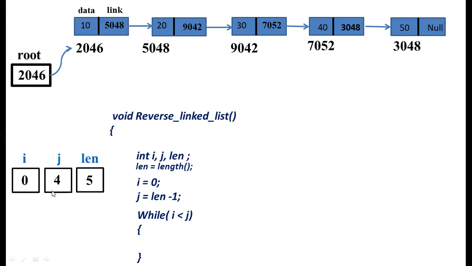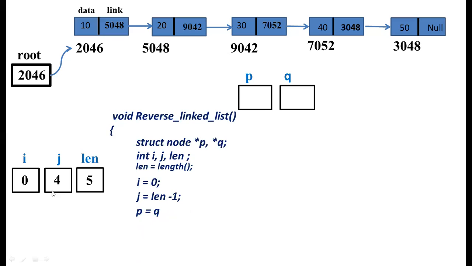So how? First we need to declare two pointer variables of type struct node pointer. Let them be p and q. Initially these two pointer variables need to point to the root variable. So we have written p is equal to q is equal to root. Here, what is the root value? 2046. So 2046 is stored here and 2046 is stored here. So p will be pointing to this location, the first node, and q also points to the first node itself.